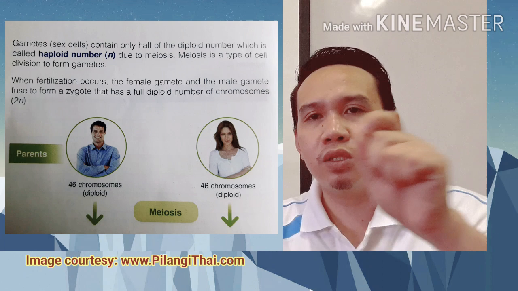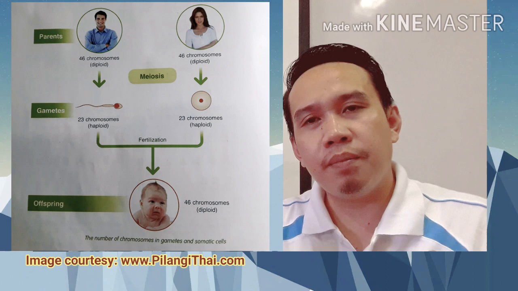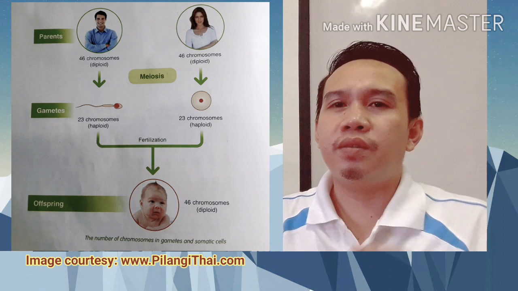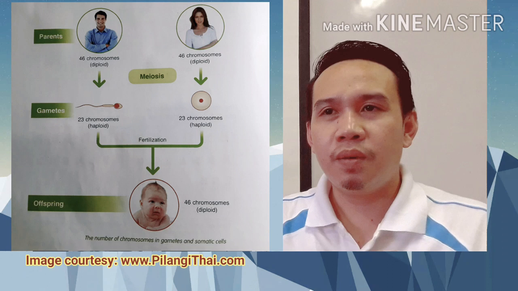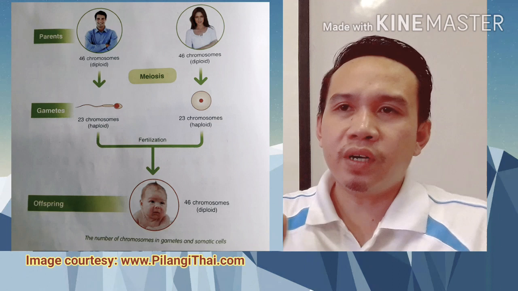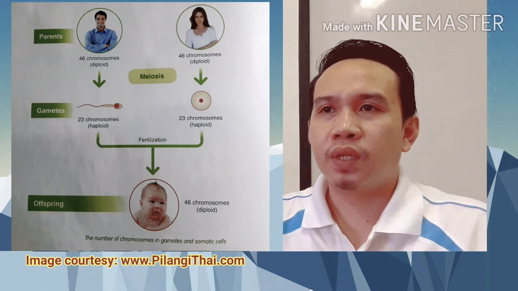Now, let's have a look at the male gamete and the female gamete. These will be considered as parents. In that particular process, we undergo fertilization due to mating or sex. So, those two gametes, alright? The male has 46 chromosomes, that is diploid. Another 46 chromosomes for the female.